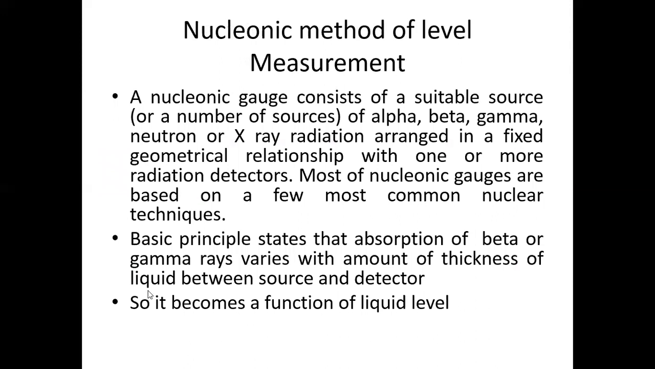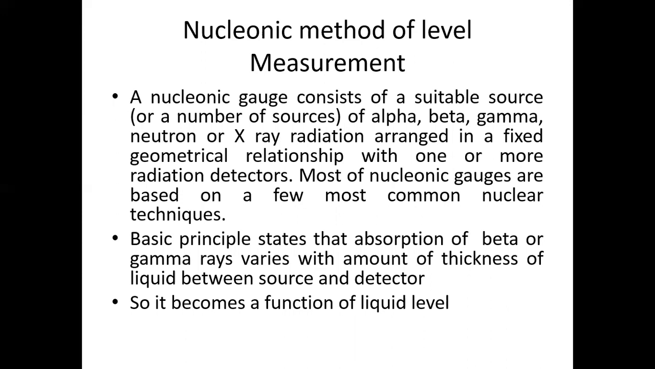Next one is the nucleonic method of level measurement. The nucleonic gauge consists of a suitable source or number of sources of alpha, beta, gamma rays, or neutron radiation arranged in a fixed geometrical relationship with one or more radiation detectors. By using radiation detectors, we can detect the radiation rays, that is alpha, beta, gamma, neutron, or X-ray.